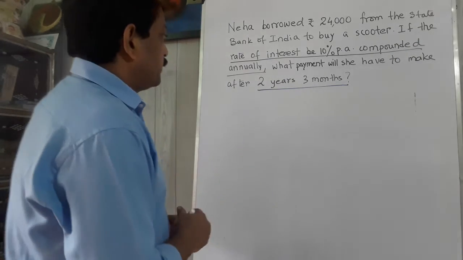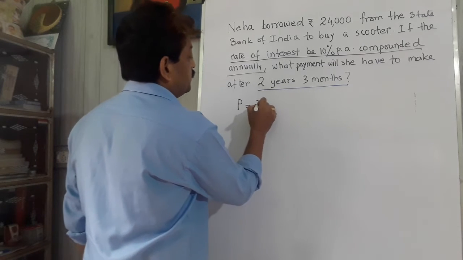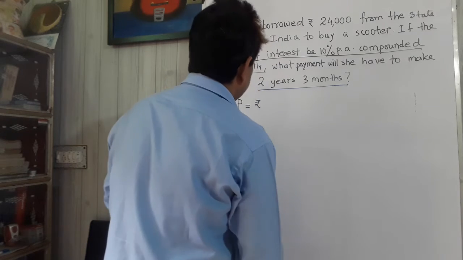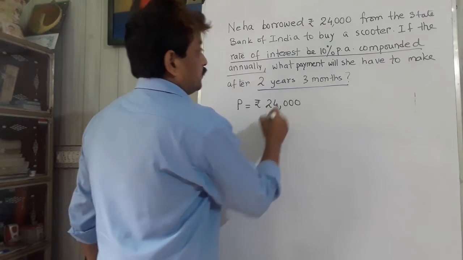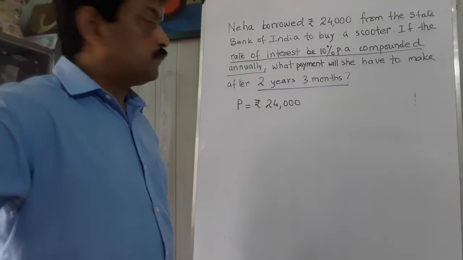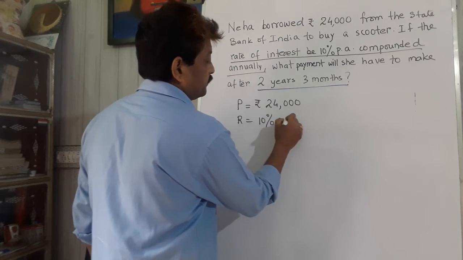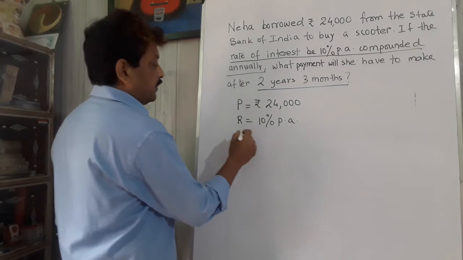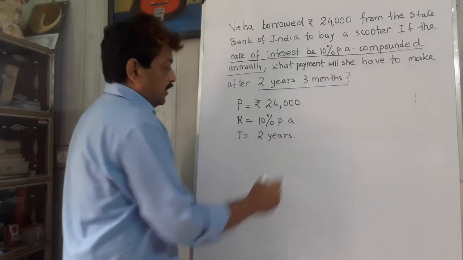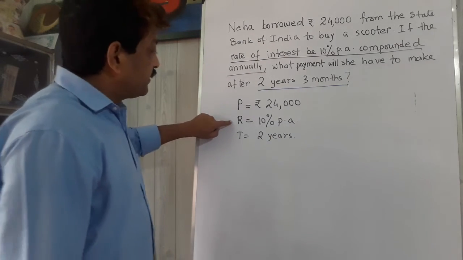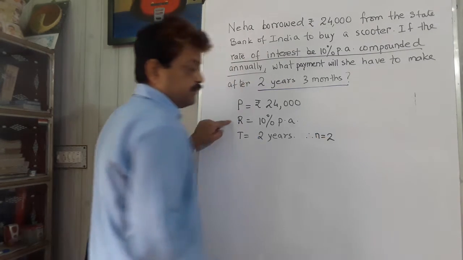Okay. So first of all, let me note down the information given here. The original principal is rupees 24,000. Rate of interest is 10% per annum compounded annually, and time is 2 years. First of all, we will take the time as 2 years, and since it is a case of annual rate of interest, therefore the conversion period n will be 2 also.